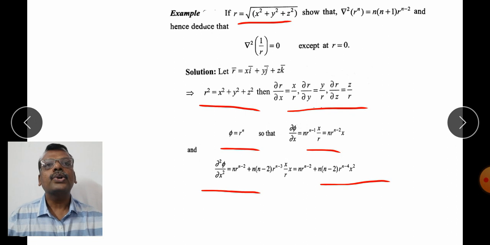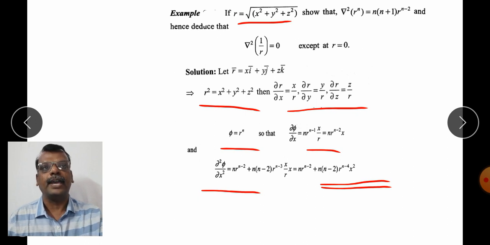Similarly, dou square phi by dou y square is equal to n into r power n minus 2 plus n into (n minus 2) r power n minus 4 into y square. Similarly, dou square phi by dou z square is equal to n into r power n minus 2 plus n into (n minus 2) r power n minus 4 into z square.